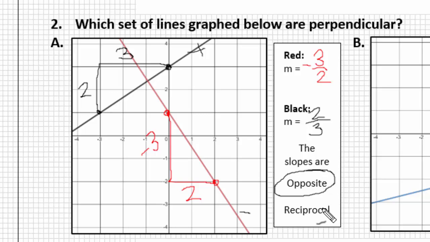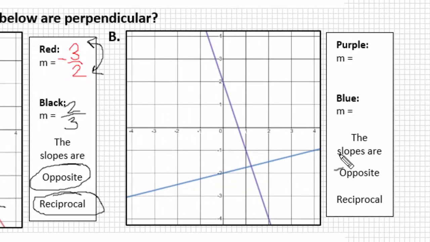And are they reciprocal? You might remember from a younger grade, reciprocal means that the numerator and the denominator have switched. So if we switch this, the 2 would be on top and the 3 would be on the bottom, and so yep, they are opposite and they are reciprocal. So I'm going to circle both of those. Now let's see how that compares on graph B so that we'll have all the information to decide which set of lines is actually perpendicular.